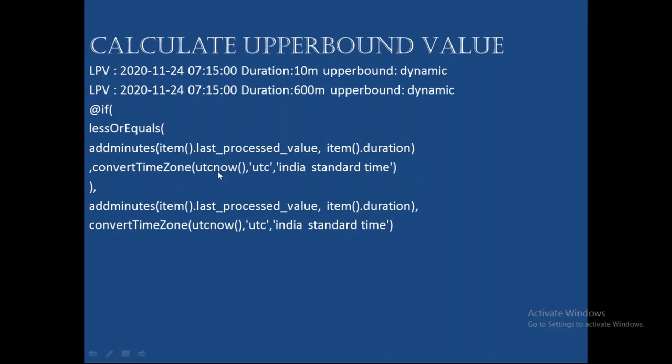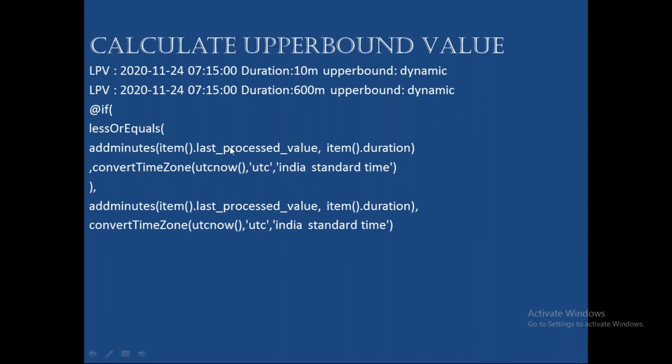UTC now. This is a function which is going to give you the current UTC time. This current UTC time I am converting into India Standard Time. That's what I explained, this function convert time zone. This will convert any time zone to any time zone. The source time zone is UTC, and now I need to convert into India Standard Time. Now I get the current IST time, because the entire function result is the current India Standard Time.